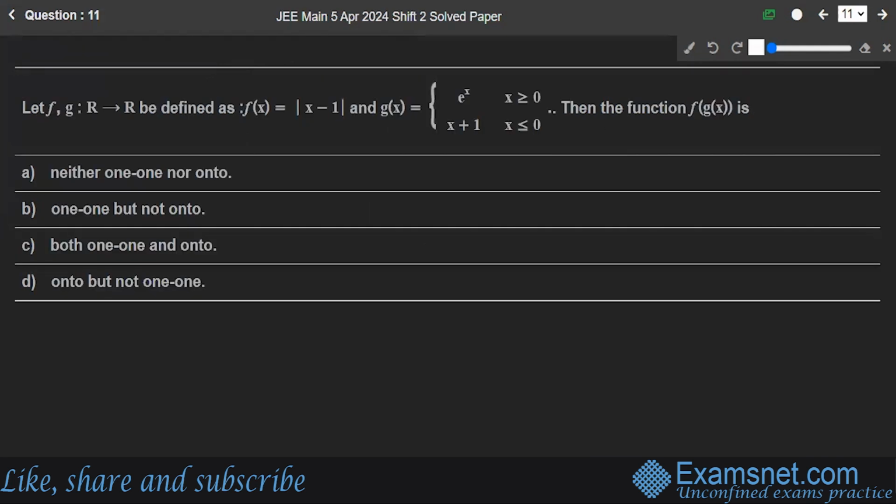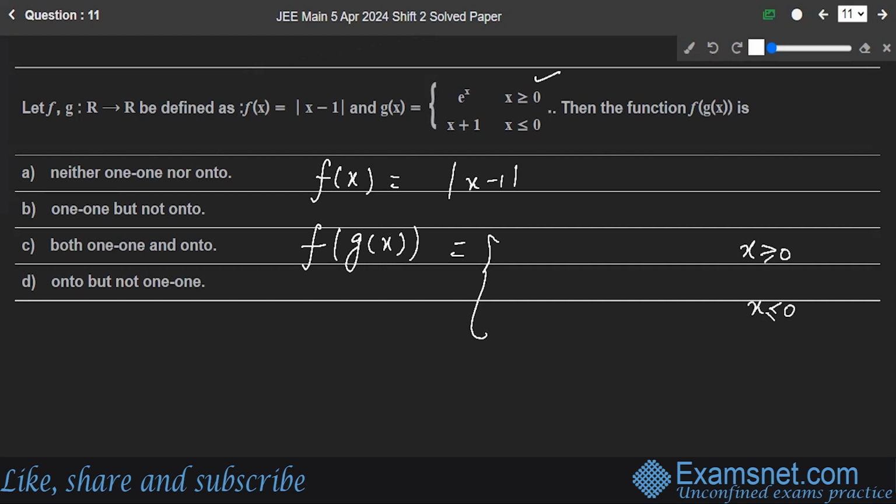Question number 11, let f and g be the functions from real to real numbers be defined by f(x) is equal to this and g(x) is equal to this function. So you have to find out f of g of x. You have f(x) is equal to mod of x minus 1. So what will be f of g of x? See, this will be having two conditions, when x is greater than equal to 0 and when less than equal to 0.